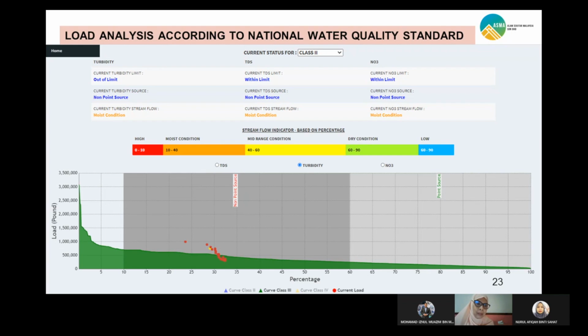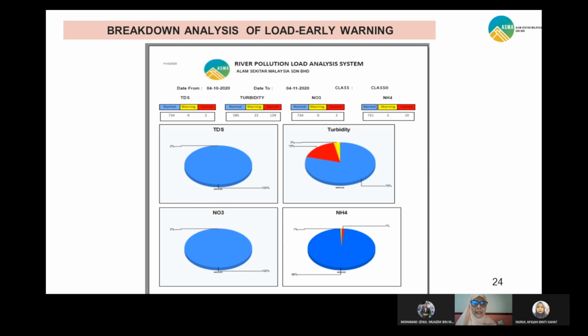Now again I want to highlight to you, if you look at the colors, the red, the brown, yellow, green, and the blue colors, these are the flow conditions, and the one that is on the graph is showing you the non-point source and the point source. So it integrates everything in one piece of a screenshot that you can quickly look at and make an interpretation of the current situation of the river right now. This is how we develop the early warning system from the color codings.